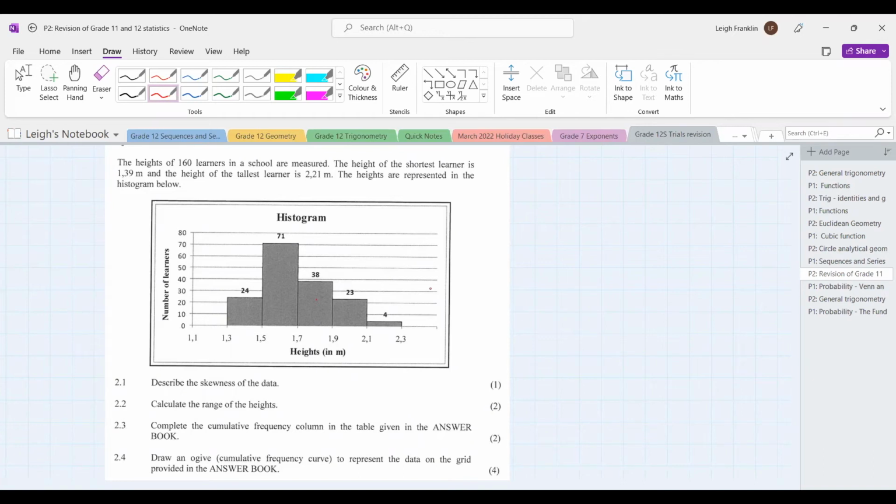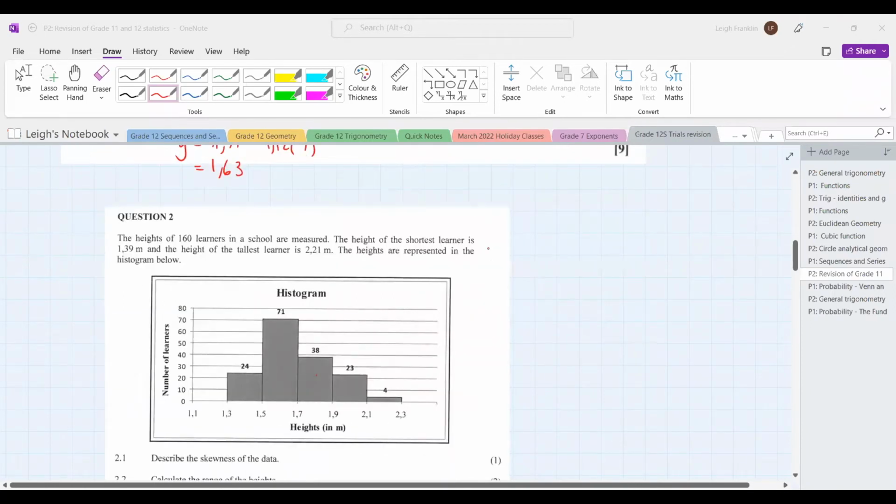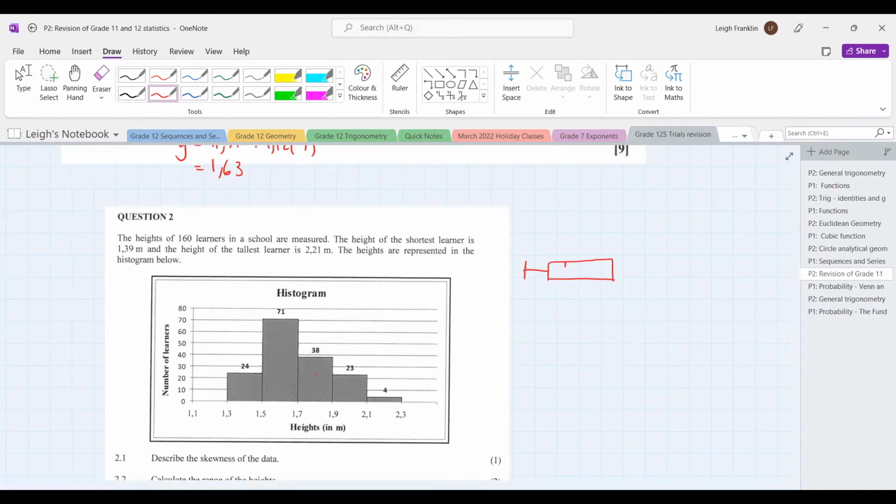Is this bringing back grade 11? Okay, so can you see it is positively skewed? So when we're talking about skewness in the data, what are we looking at? I mean, if I was to draw a box and whisker plot, right? And our box and whisker plot looked like this.